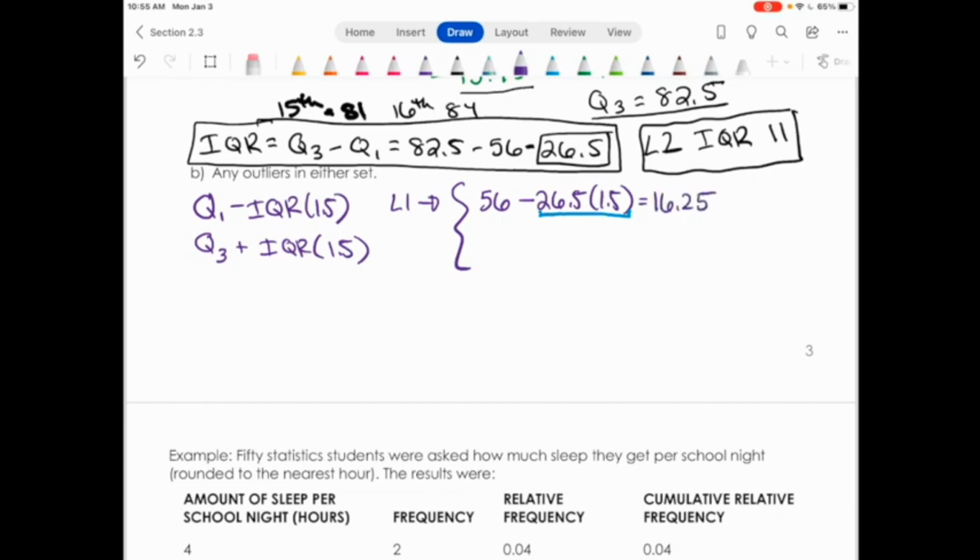When you do that, you get 16.25. So what we want to do is look to see if there's any data values in list 1 that lie below 16.25. And if there is, it would be considered an outlier.